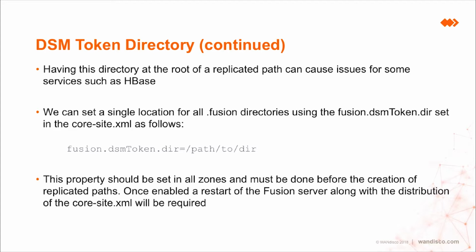This property will then need to be set in all zones and must be done before the creation of the replicated path. So you wouldn't create the replicated paths first and then set this. You would set this first and then create the replicated paths. But once enabled, a restart of the Fusion server along with the redistribution of the core site XML is required.